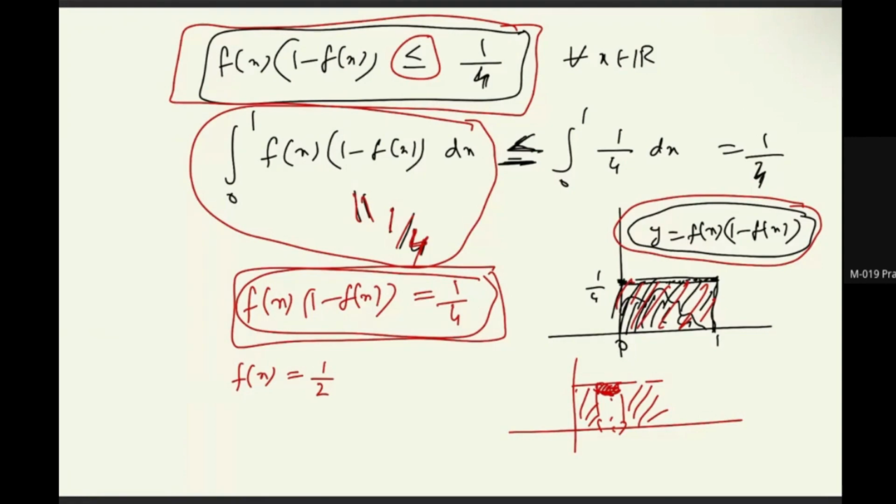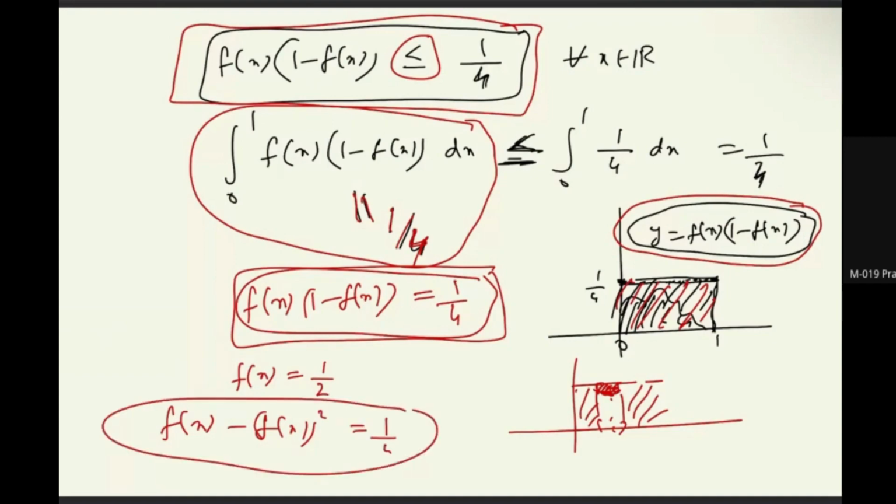In fact, what you are doing is solving this equation. This is a quadratic equation in f of x: f of x minus f of x whole square equals 1/4. Solve this equation, you will get f of x equal to half. There is only one root. This half root is repeated. So that implies f of x equals half.